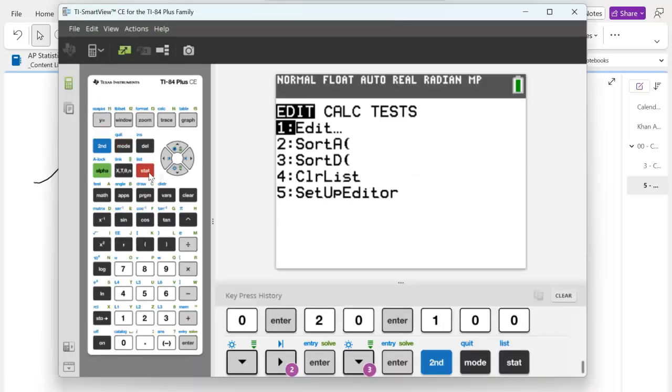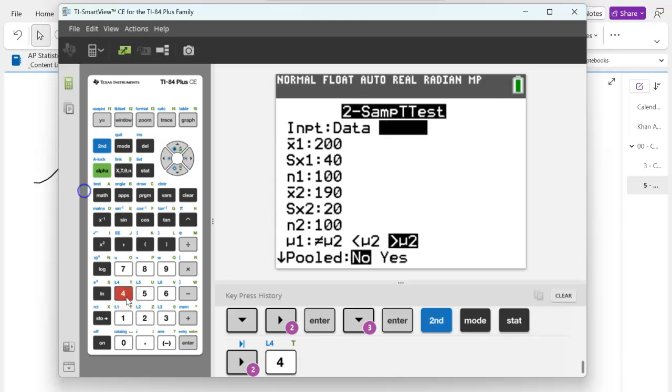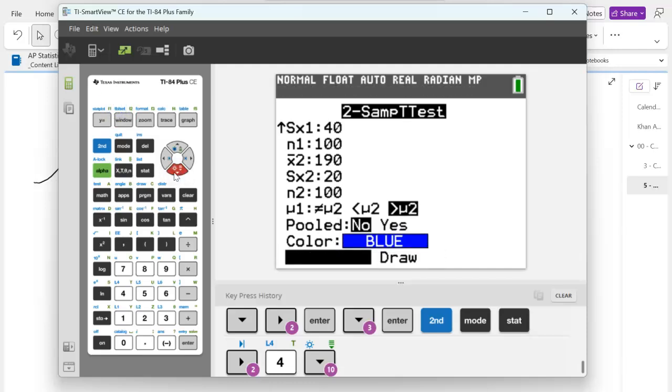So you're going to go into stat, go over to test, and then we are on a two-sample t-test. You need to make sure your stats are highlighted. You have your new batteries mean, new battery standard deviation, and then your new battery numbers, the amount of new batteries that we have, and then the same thing for your old batteries. Make sure that you have no for your pooled, and then we go ahead and highlight your mu sub 1. We have the same direction as your alternative hypothesis.